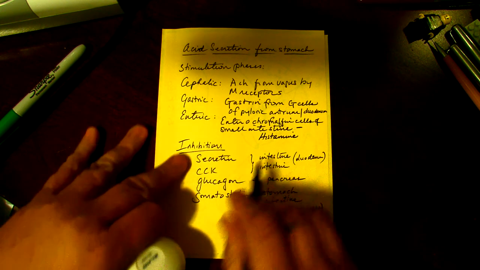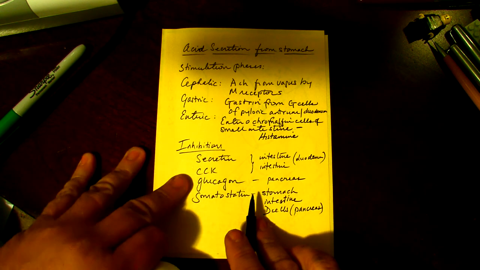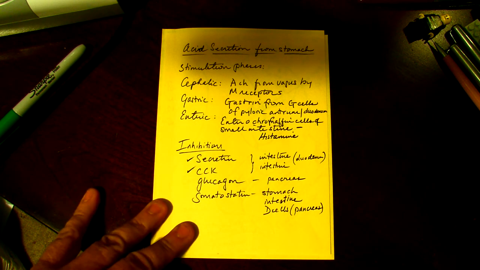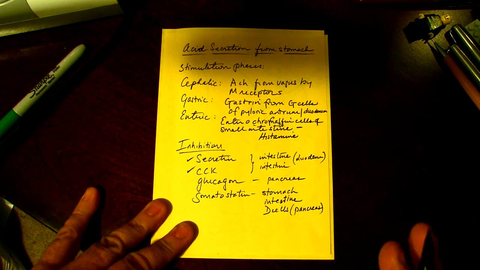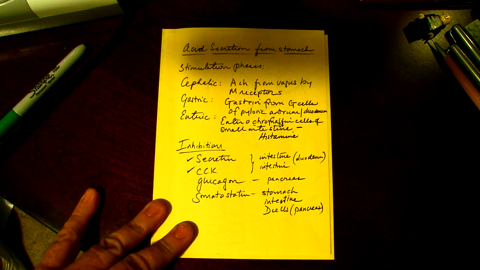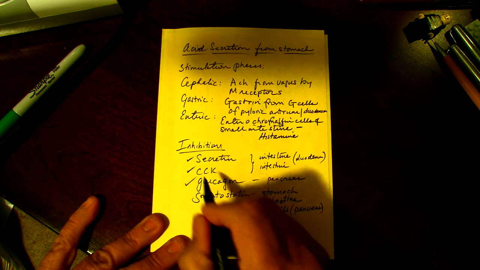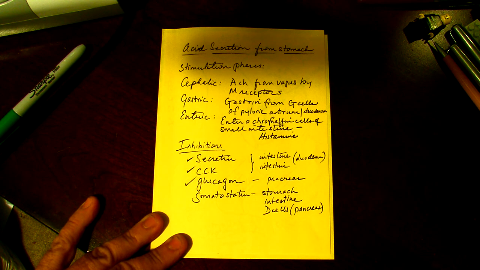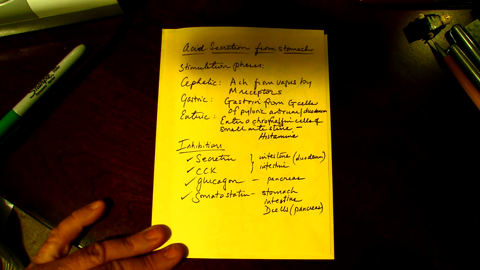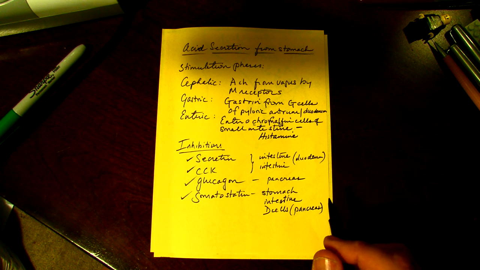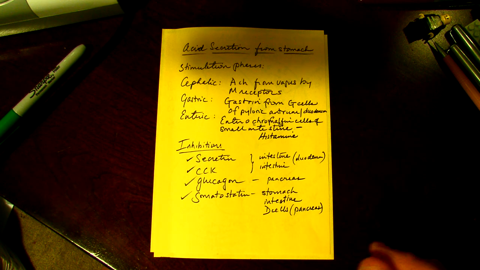And of course, from the standpoint of inhibition, we have the following hormones. We have secretin and CCK, both coming from the duodenum, telling the stomach lining to slow down the production of acid. We have glucagon, which seems to also have an inhibitory action. It's coming from the pancreas. And then somatostatin, which is produced in multiple areas, stomach, intestine, and the D cells of the pancreas, also causing an inhibitory action when it comes to acid secretion.